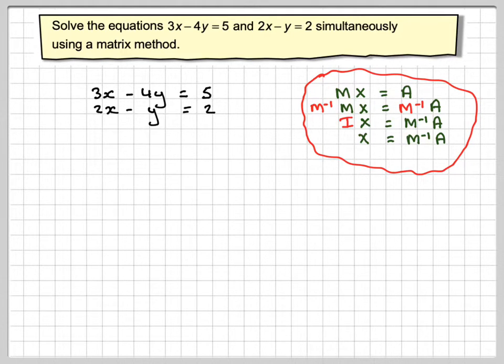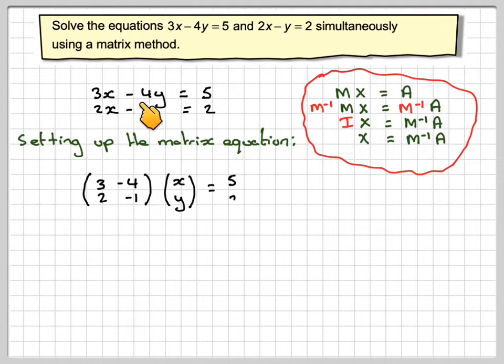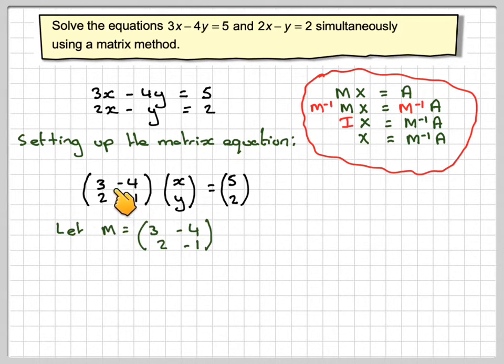So if we now set this up into a matrix equation, what we do is we take the coefficients, 3, minus 4, 2, minus 1, and then write down x, y, and then write 5, 2 as a matrix. If you notice, when you multiply matrices, you do row times column, so that will lead you back to that, and this row times column will lead you back to this. Then if we let M be the matrix we get here, which is 3, minus 4, 2, minus 1, then we can find the inverse matrix.